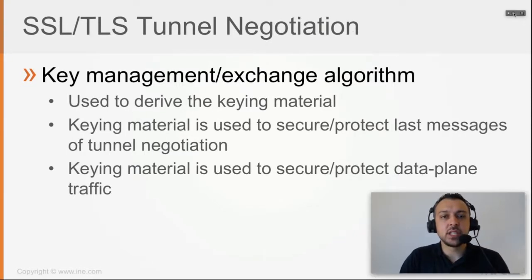Just like in the case of IPsec VPNs, in an SSL TLS session, after we negotiate the SSL or TLS version, then we're going to negotiate the algorithm used to derive the keying material. And once the key material has been derived, those secure keys are going to be used to secure the last messages of the control plane negotiation, and afterwards, once the SSL TLS tunnel is built, also the data plane, which is traffic being sent actively over that SSL TLS tunnel.